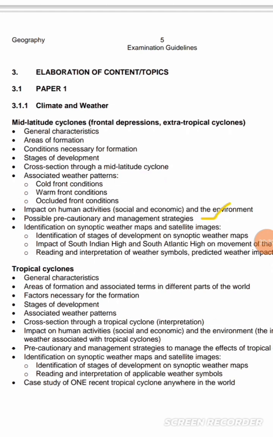Strategies and identification on synoptic weather maps and satellite images. Identification of all the stages of development on the synoptic weather map, the impact of the South Indian high and South Atlantic high on the movement of the tropical cyclone, no, mid-latitude cyclone, I'm sorry. That's all we are going to be dealing with, but we should firstly start with the general characteristics.